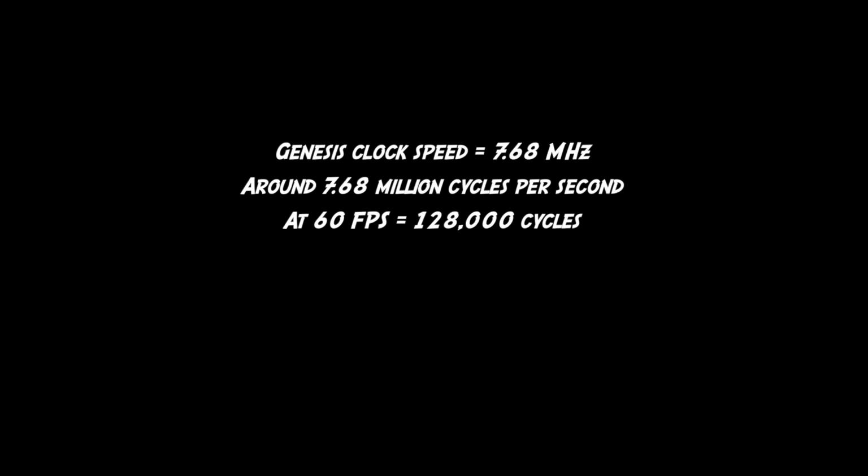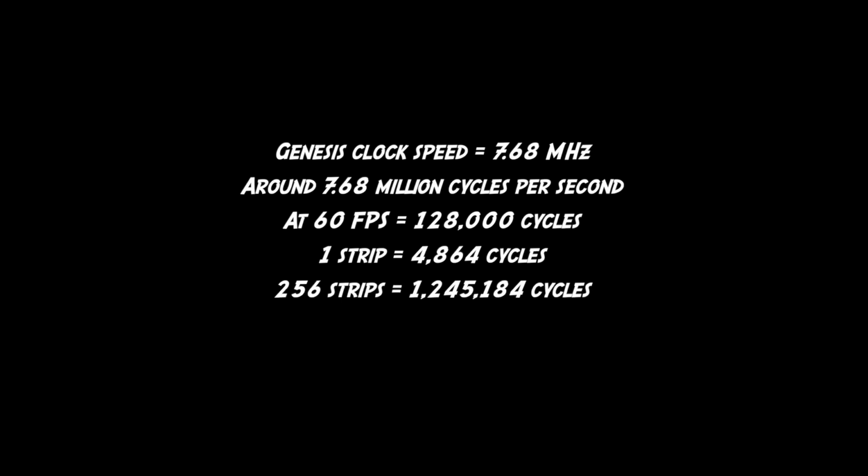One of our strips takes 4,864 cycles to draw, and we need to draw 256 of them to render a full screen, which would take a total of 1,245,184 cycles, giving us a very disappointing frame rate of just 6.2 frames a second. But we can do better. Let's throw up a HUD to keep track of our current frame rate and cycles as we optimize our approach.